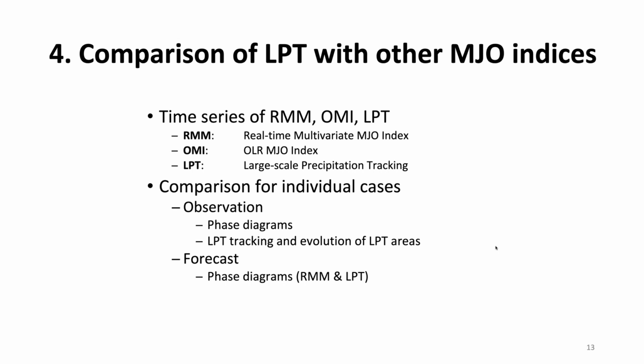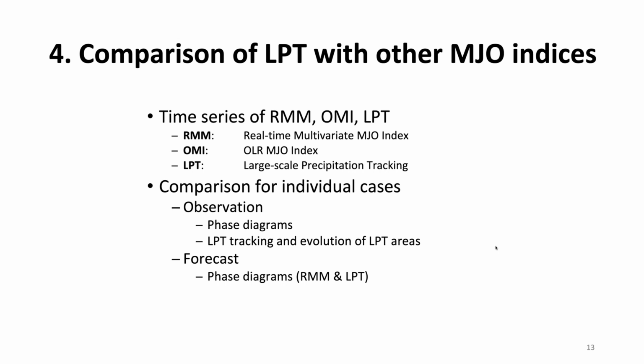So as we will see, there's no single MJO index that describes the whole picture of the MJO. One major feature of this LPT is it provides local precipitation or convection information. So we'll compare the time series of these three indices. Then we will look at the comparison for individual cases for observation and for forecast. So next slide, please.